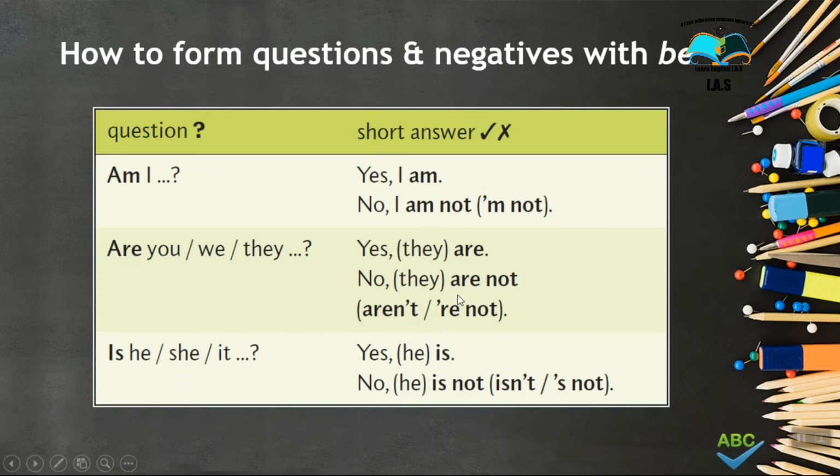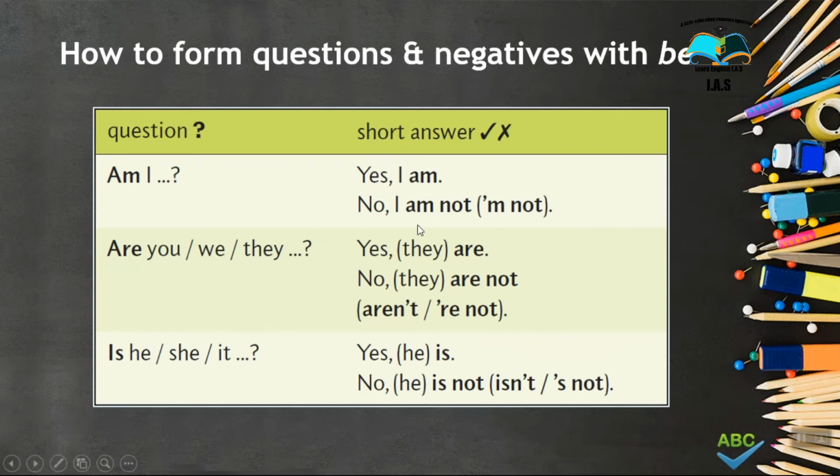How can we form questions? It is very simple to form a question. If you want to change a sentence from positive to question, you have to bring only the to be verb to the beginning of the sentence. Like, I'm a teacher. The question is, am I a teacher? You are a teacher. The question is, are you a teacher? So I'm bringing are to the beginning. Are you? Are we? Or are they? For he, she, it, you have to bring is to the beginning. He is a teacher. Is he a teacher? She is a teacher. Is she a teacher? It's a computer. Is it a computer?